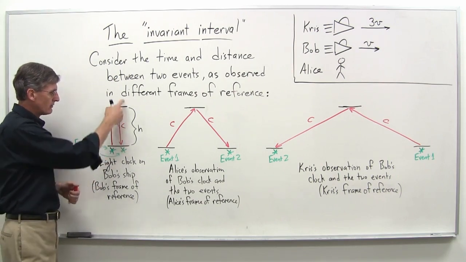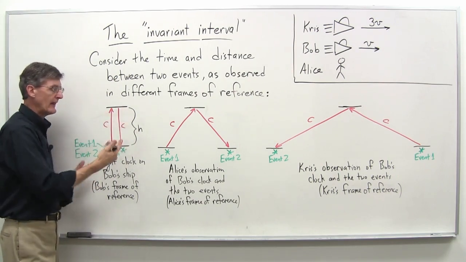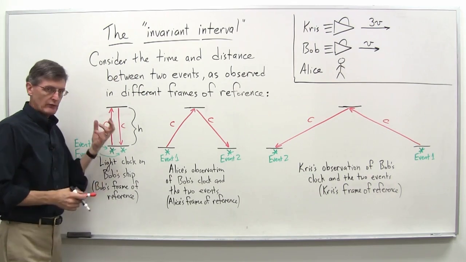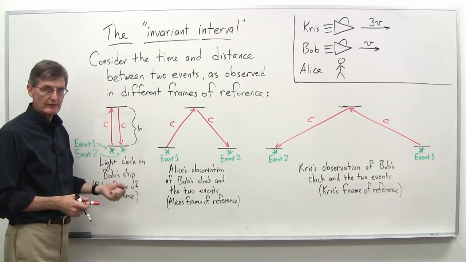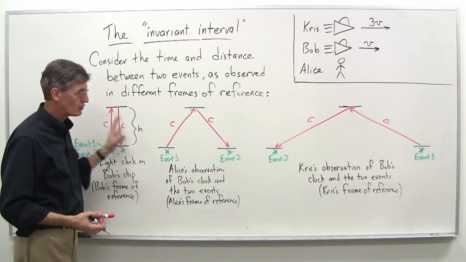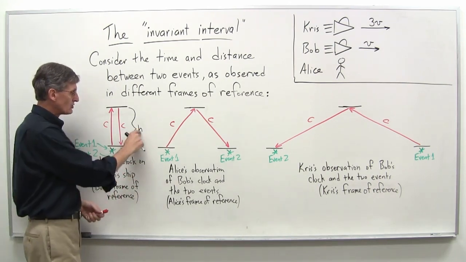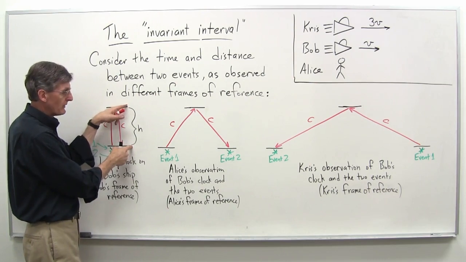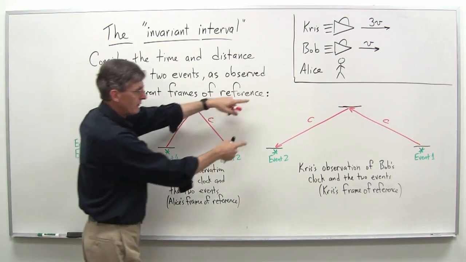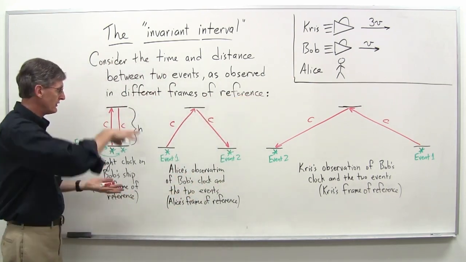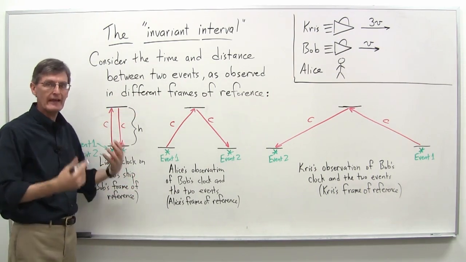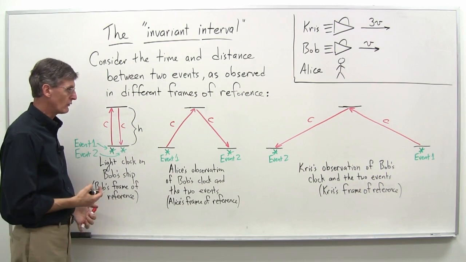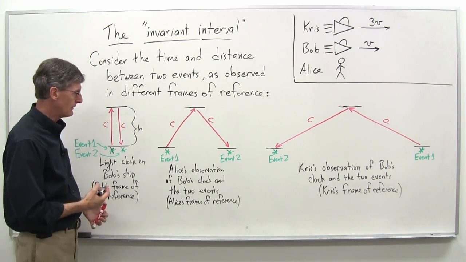I put the height of the light clock, we'll call it h this time. As we talked about in the last video, and I just mentioned a minute ago, those transverse or perpendicular dimensions are not affected by motion in this direction. So h here, the height of the light clock, will be the same for Alice and will also be the same for Chris. They will all see the height of Bob's light clock as h. That will not change, and that is a key point here in what we're going to derive in a minute.